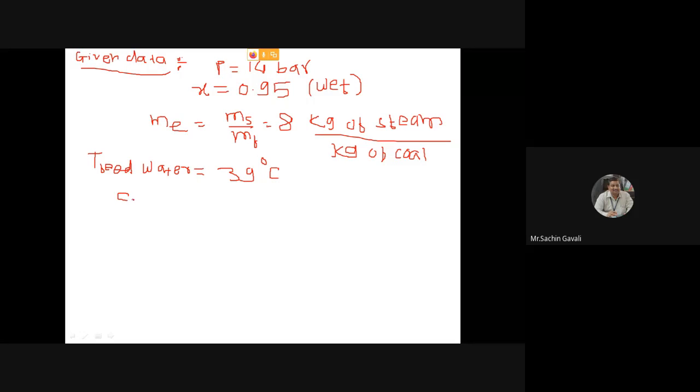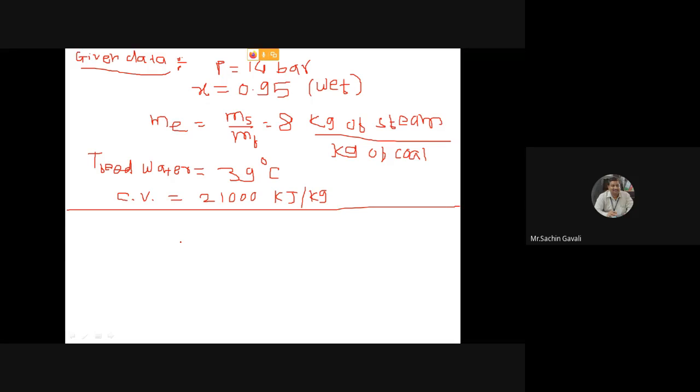The calorific value is given, correct? What is the calorific value? 21,000 kilojoule per kg. Is anything other than this given? So this is the given data. Does anybody have a doubt about this? Shall we proceed?